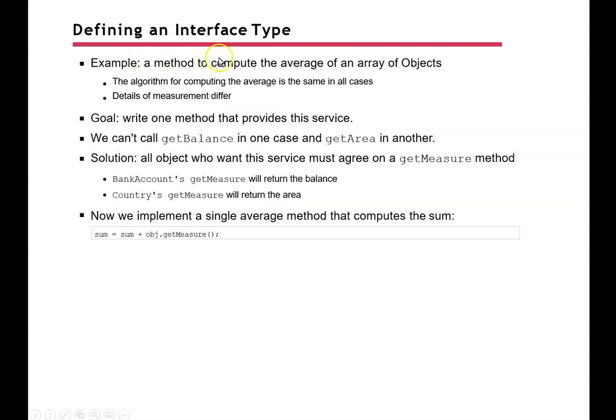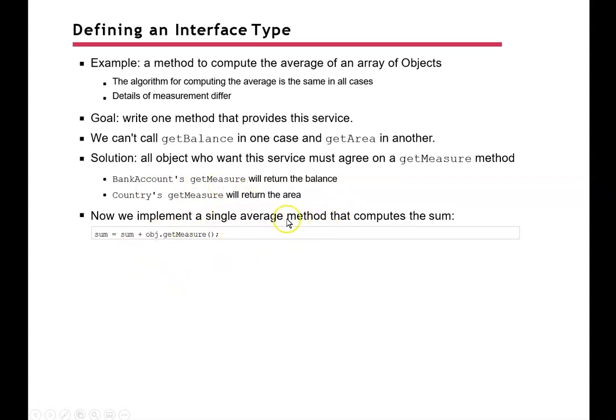So an example, a method to compute the average of an array of objects. The algorithm for computing the average is the same in all cases, but the details of measurement differ. So we want to write one method that provides this service. We can't call getBalance in one case and getArea in another. So we want all objects who want the service to agree on a getMeasure method. Bank accounts' getMeasure will return the balance. Countries' getMeasure will return the area.